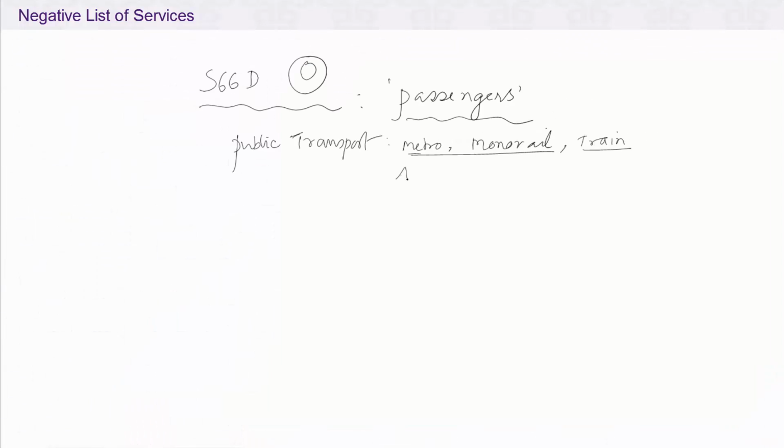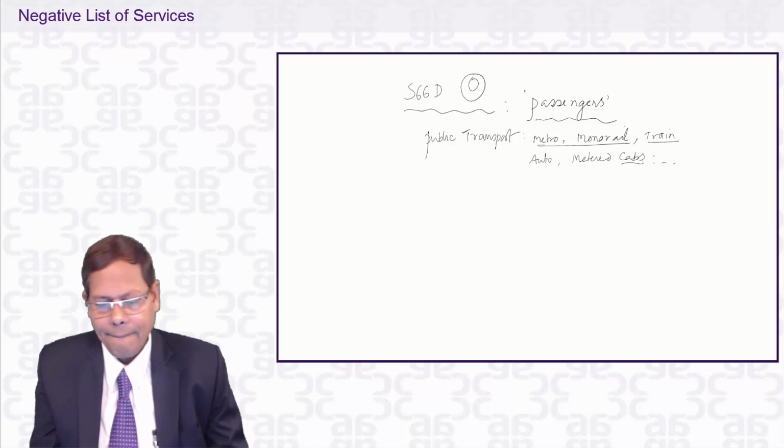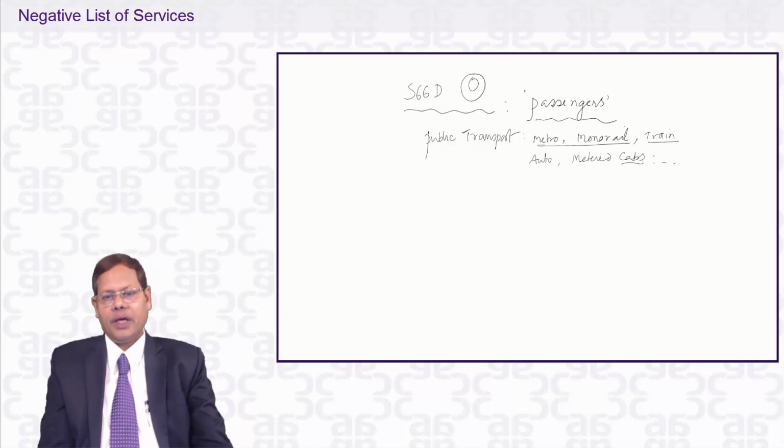And similarly auto, metered cab. So cabs, naturally, are having meters. On the basis of meter, even autos will be having meters. That's a different issue. Metered cabs. These services of these public transport using passengers, these are in the negative list. Okay, then what is there in the mega exemption?